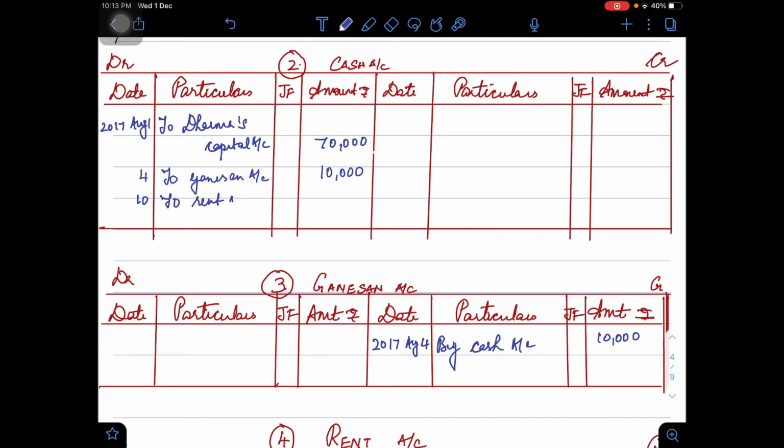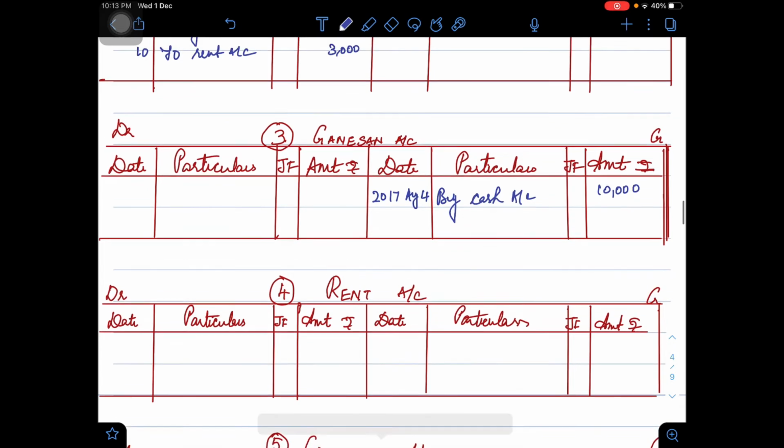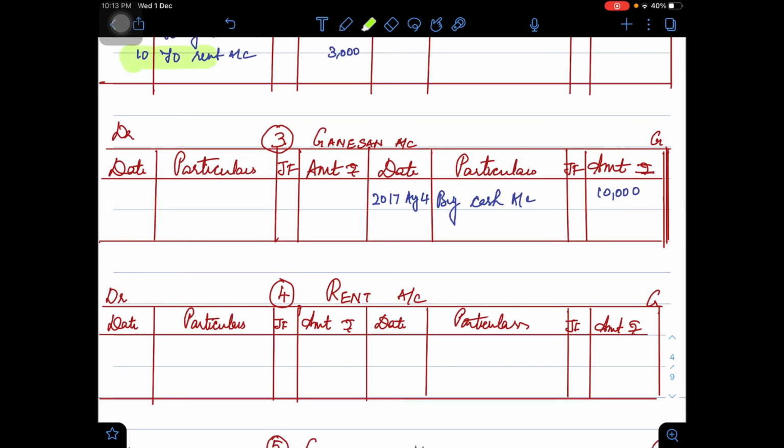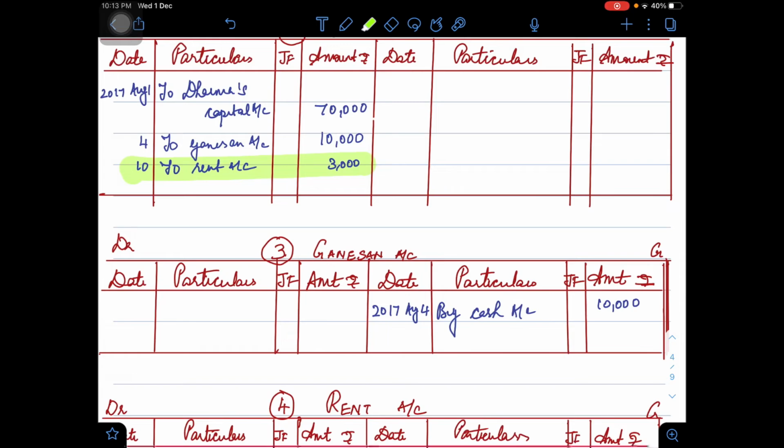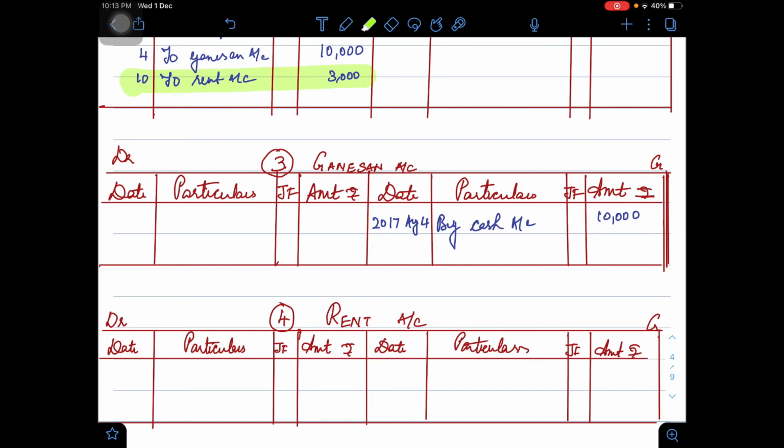In cash it should be to rent, rupees 3000. Means in cash it is rent, so in rent it should be just the opposite. I'll just highlight and show. This is what I'm doing. In cash, rent is debited, means in rent, cash will be credited. Okay students, in rent cash will be credited. So I write the date 2017 August 10 by cash account rupees 3000. So the third entry is over.